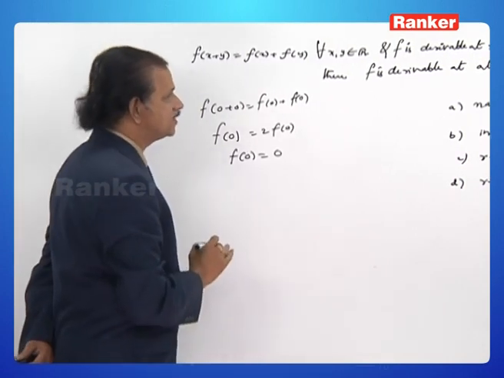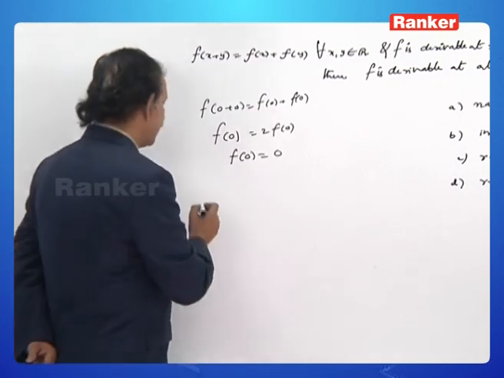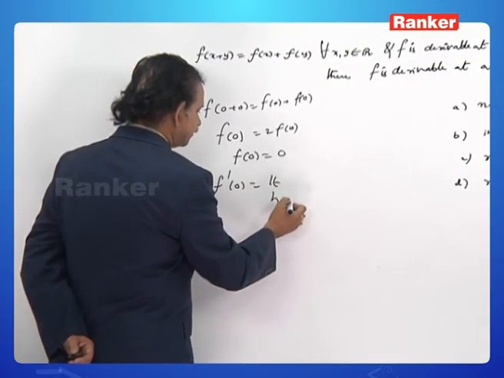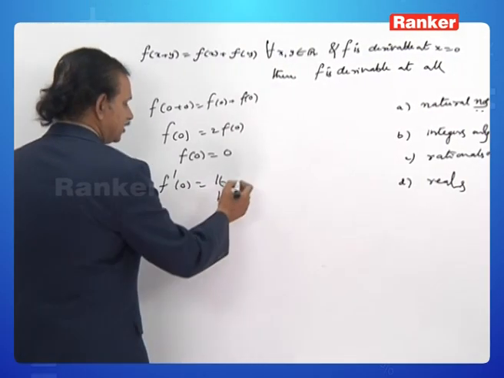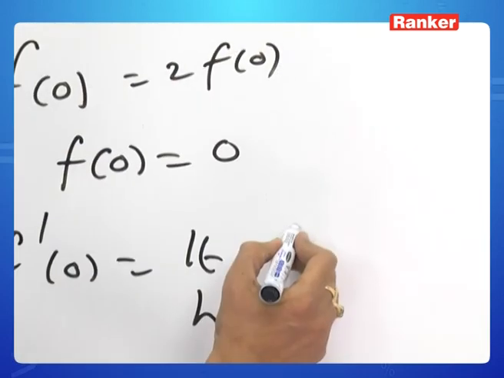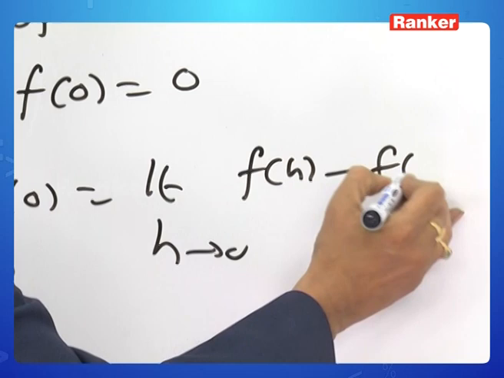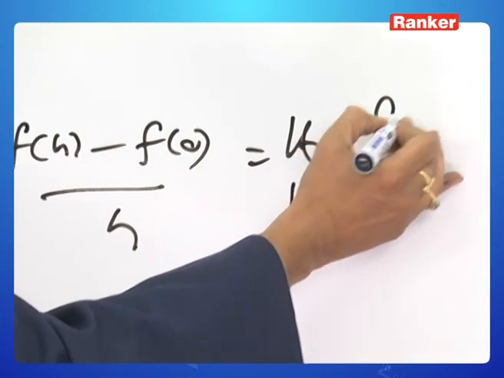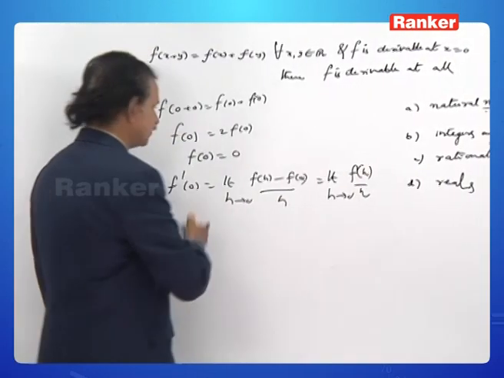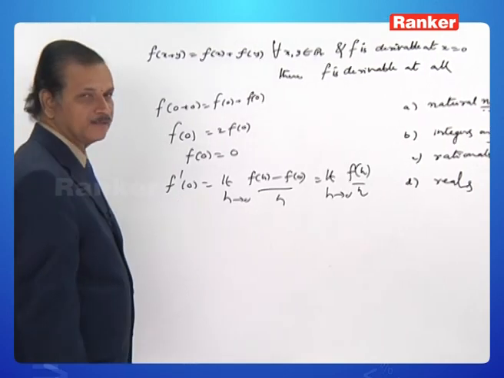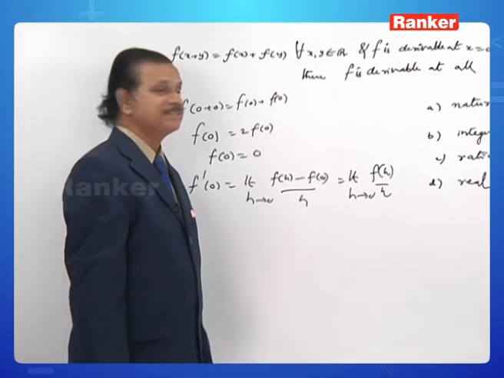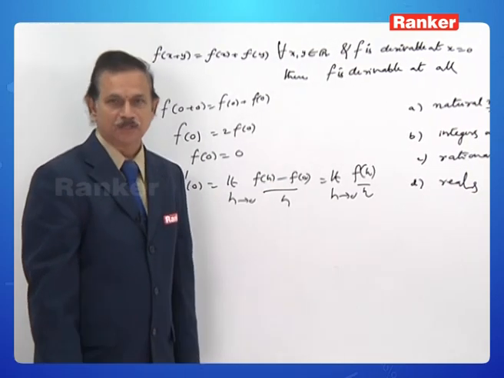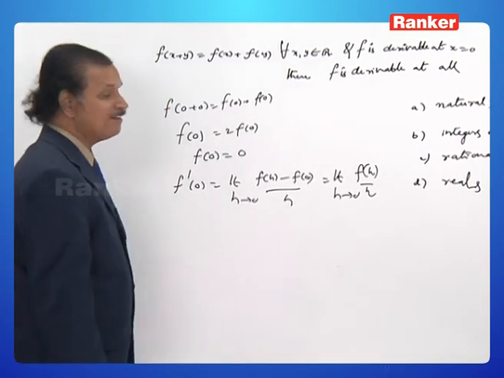Also, he has given that f is derivable at x equal to 0. That is, f dash 0 is equal to limit as h tends to 0, f of h minus f of 0 by h, which is equal to limit as h tends to 0, f of h by h. It is, of course, f dash 0. We keep it aside. Now, as f is derivable at x is 0, we have got a formula for f dash 0. Well done.